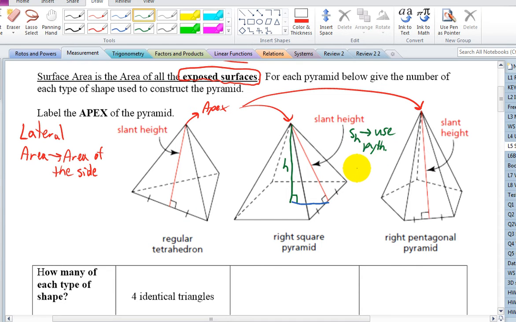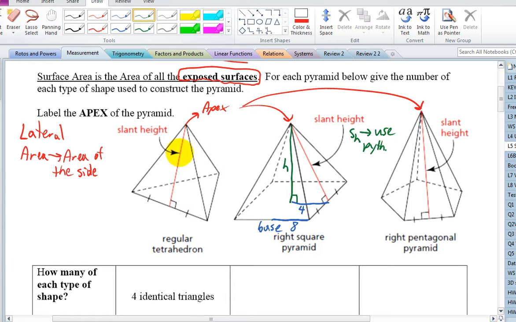Now notice that if this is your base, the blue line is half your base. So if this is 8, this would be 4, because it goes right down to the middle, the center. So that's something to be careful of.